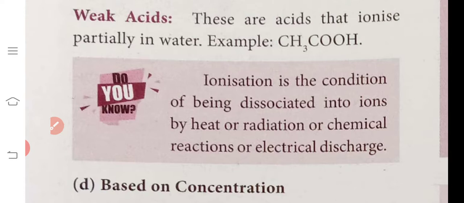Ionization is the condition of being dissociated into ions by heat or radiation or chemical reactions or electrical discharges. It does not occur naturally. The conditions are heating, radiation, chemical reactions, and electrical discharges. When these occur, ionization will be produced.